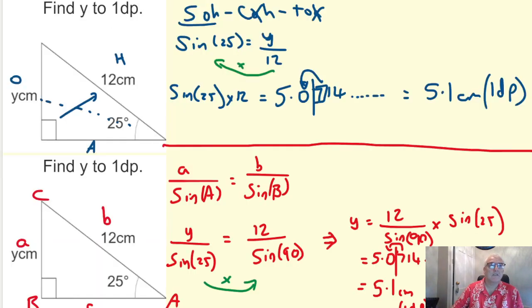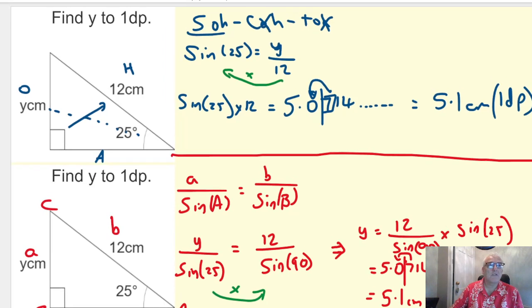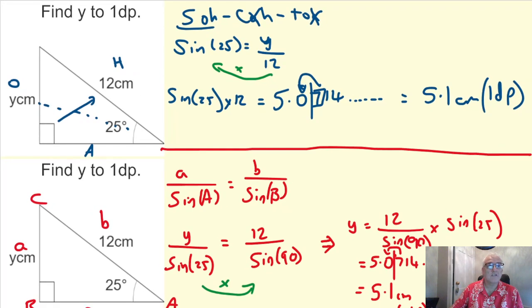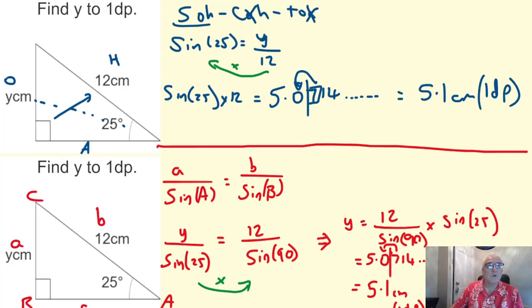Okay, so let's see how we did. Now, if we did the SOHCAHTOA route, we're going hypotenuse, opposite, adjacent. This time we don't need the adjacent, so we're only going to use sin. So sin 25 equals y divided by 12. Multiply through by the 12, both sides. So sin 25 times 12 gives me 5.07, and to 1 decimal place, that rounds to 5.1 centimeters.